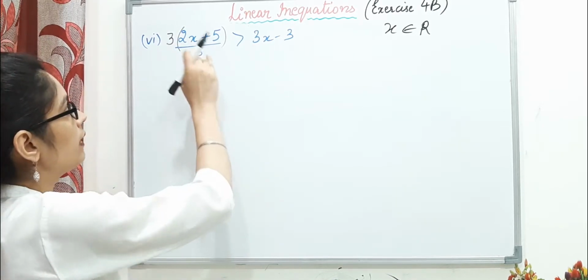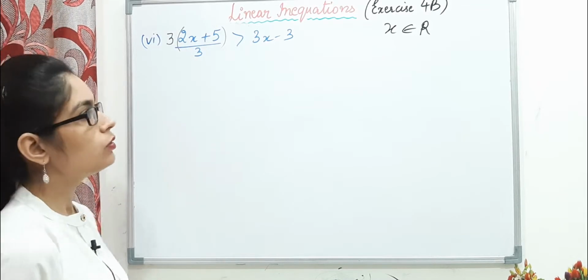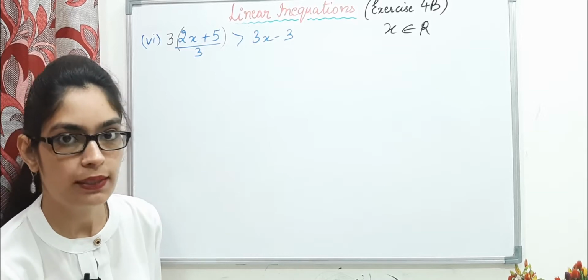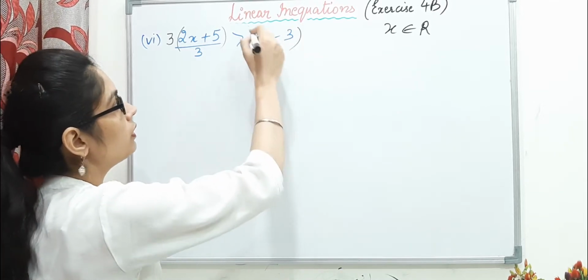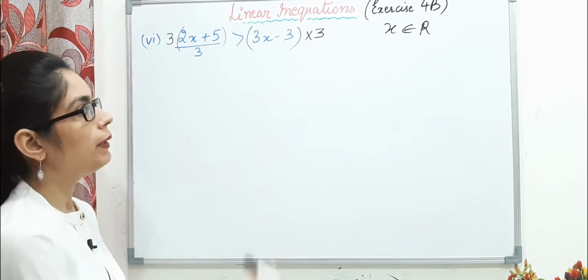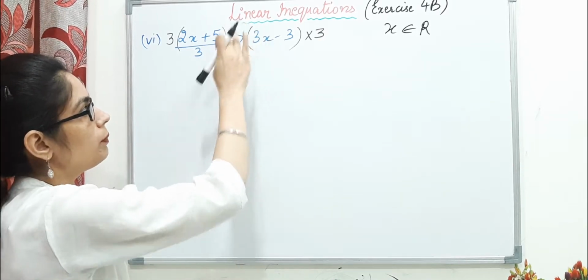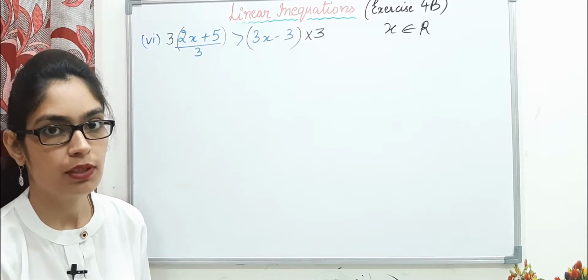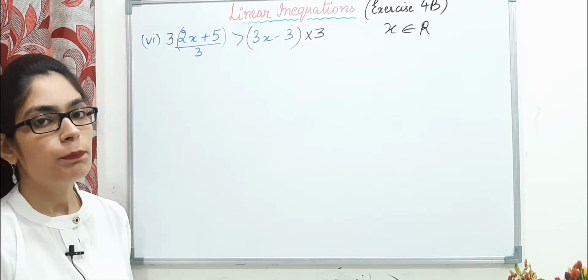and this fraction we can finish. So what we can do, multiplying this side by 3. So whenever we have to multiply, it should be on both the sides. So both sides I will multiply with plus 3, and there will not be any change in the sign of equality because we are multiplying with the positive number. So why we are multiplying with plus 3?